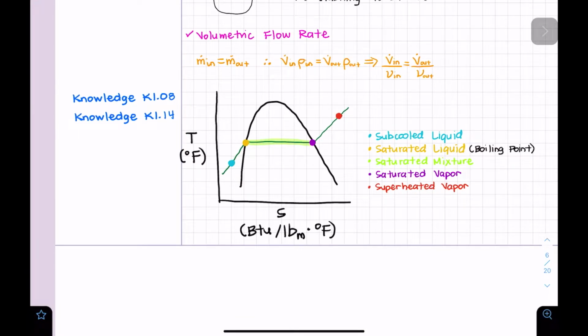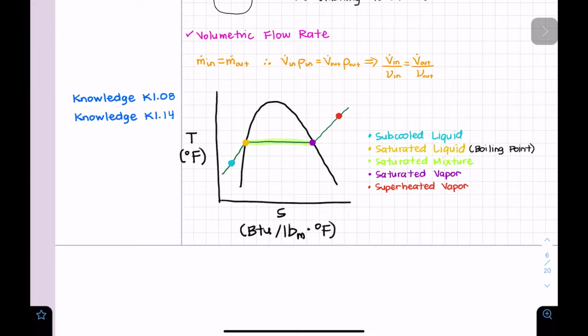Now we have something related to volumetric flow rate. We're going to have a question asking us about calculating volumetric flow rate. We're going to be given, I think, gallons per minute, and also a specific volume. So we just need to put in the information to get out the final volumetric flow rate. That's why we use this formula.